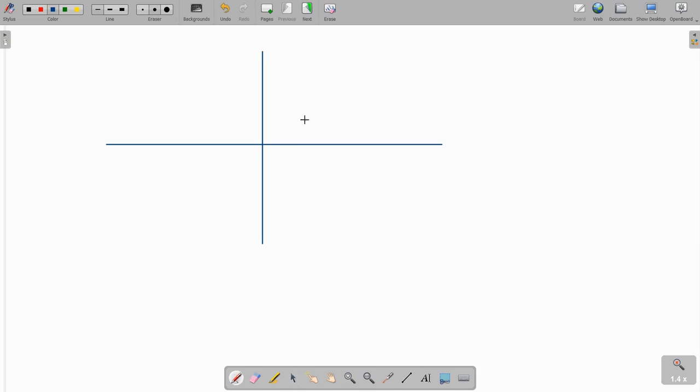We name it a little different. We name it like this. That will be the first quadrant. This is the second quadrant. This is the third quadrant. And this is the fourth quadrant.